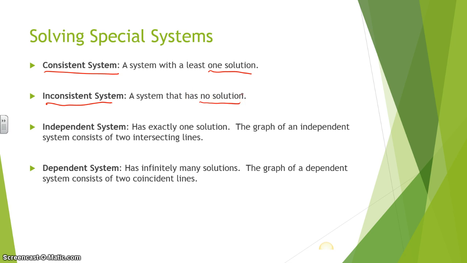You sometimes might see in this section an independent system that has exactly one solution. And the graph of an independent system consists of two intersecting lines. A dependent system has infinitely many solutions, and the graph of the dependent system consists of two coincident lines.